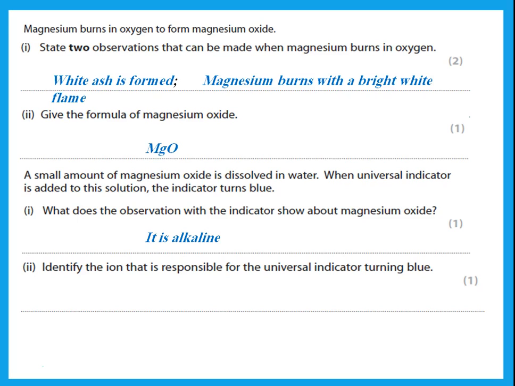Identify the ion that is responsible for the universal indicator turning blue. We said the universal indicator will turn blue if something is alkaline, and something is alkaline if it has OH minus. This is OH minus.